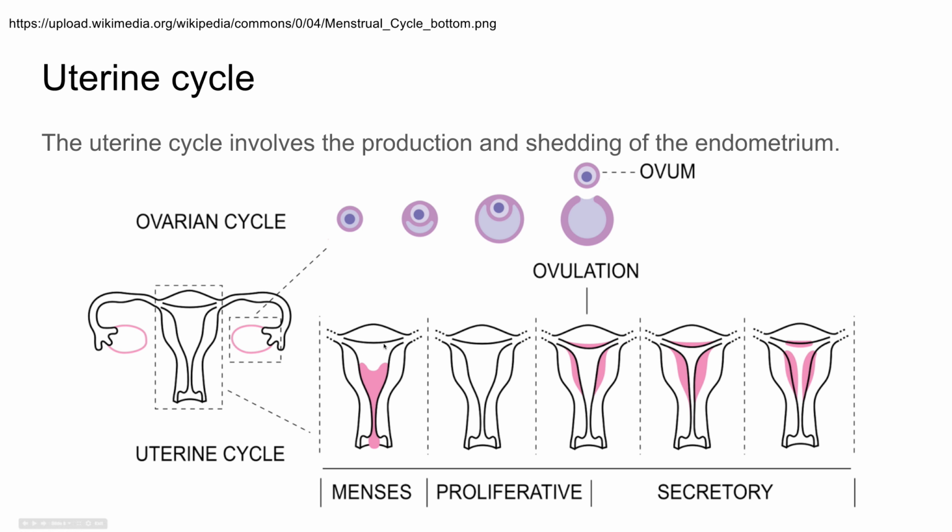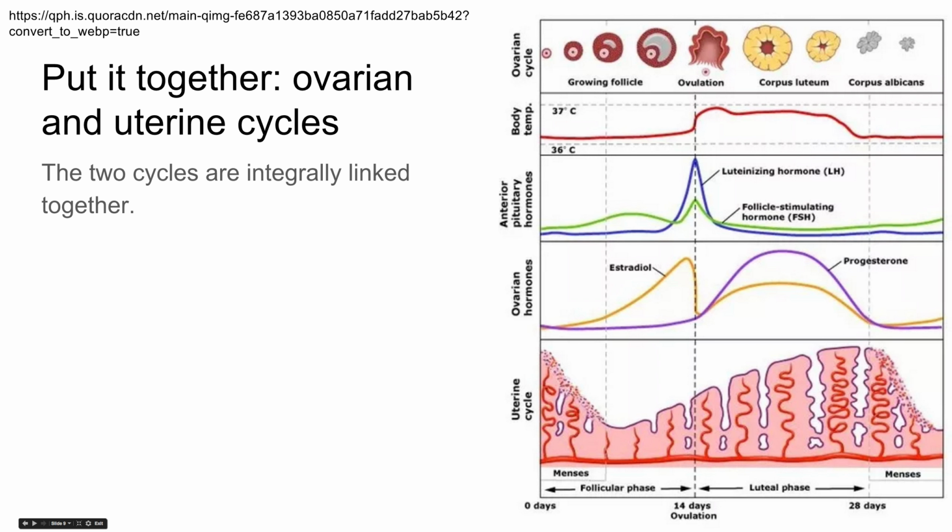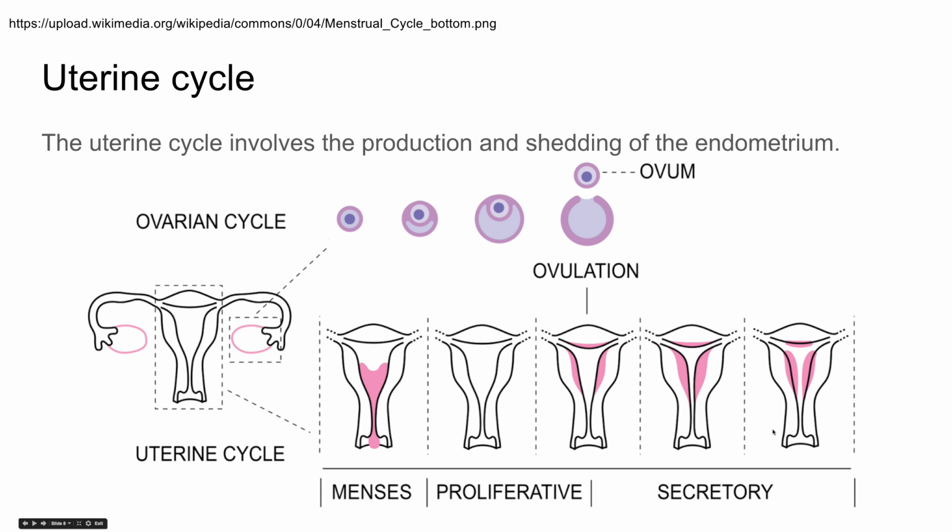And what turns out to happen is it goes through 3 phases. So menses, proliferation, and secretion. Proliferation is when it starts to grow back. So the endometrium is going to start to grow back. Secretion is when it's actually going to start to swell up. So proliferation, it grows. Secretion, it swells up.